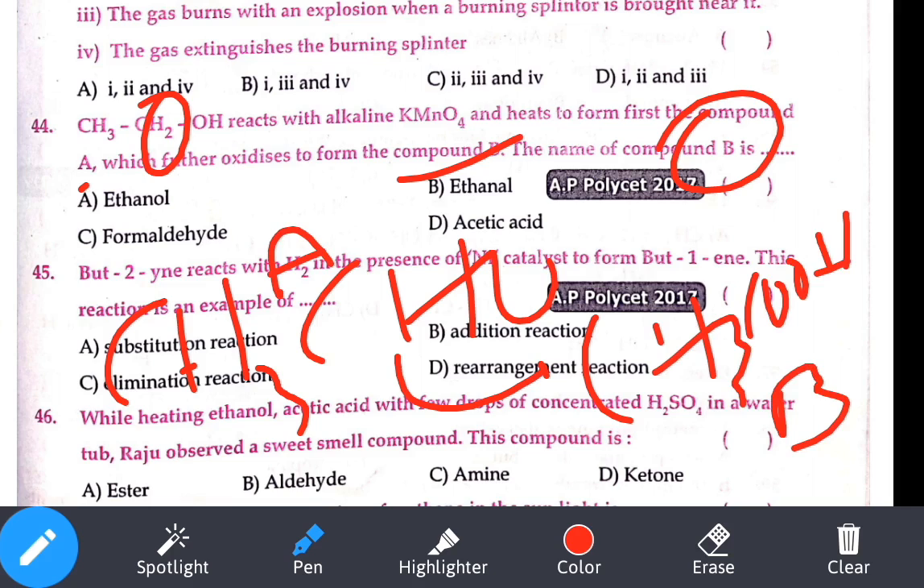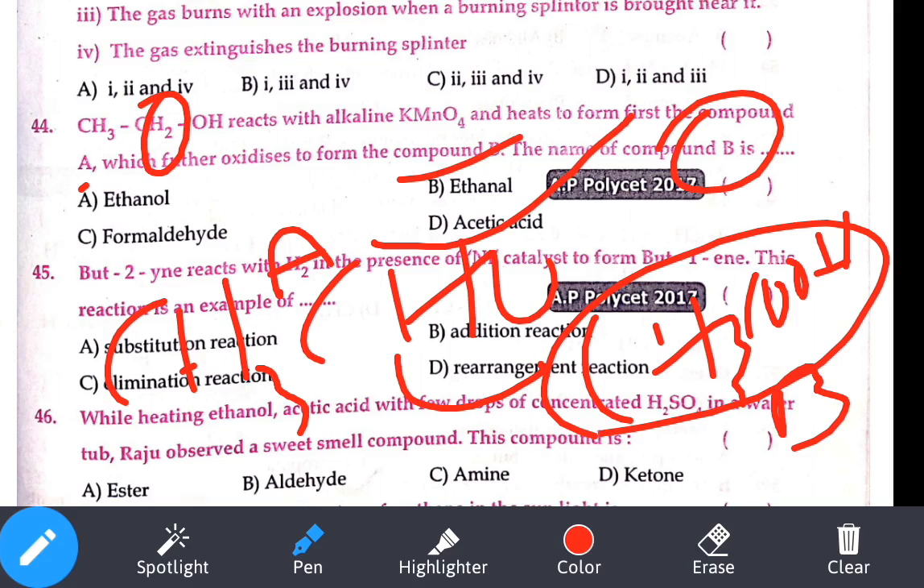They are asking what is the name of the compound B. CH3COOH. What will be the answer? COOH means what? Oic acid. Ethanol, wrong. Formaldehyde, wrong. Formaldehyde should contain only one carbon, and we have got two carbons here. That is our acetic acid. Option number D is our answer.